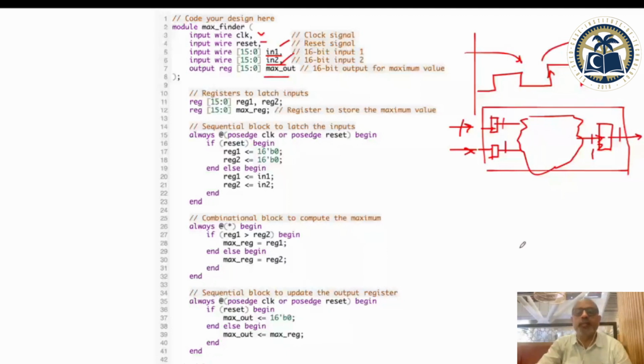If you assert reset, it's the posedge clock or posedge reset or negedge reset. So you latch these into register 1 and register 2, and then you compare what is the maximum value. If register 1 is greater than register 2, register 1 is maximum, otherwise register 2 is maximum. And then whatever is the value, you latch it into another register, which is the max out register. So the value will go there.